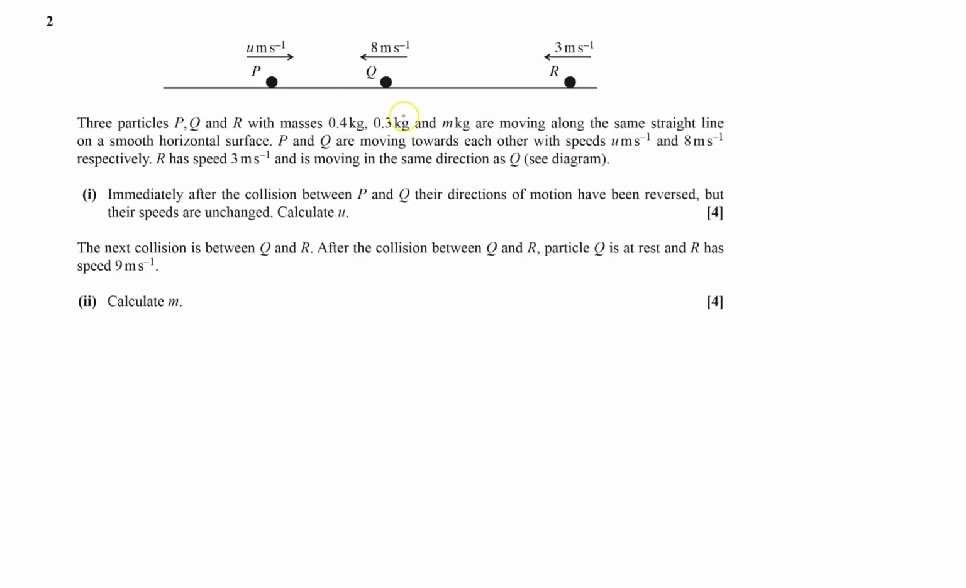Okay, so these words here just actually say this picture's how it is. These two move together to start with, they're going to collide, and this one's always moving in 3 meters this way. Immediately after the collision between P and Q, their directions of motion have been reversed, but the speeds are unchanged. So this one is now going 8 in that direction, and this one's going U to the left now.